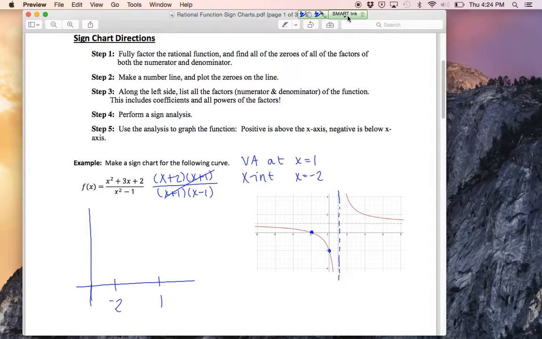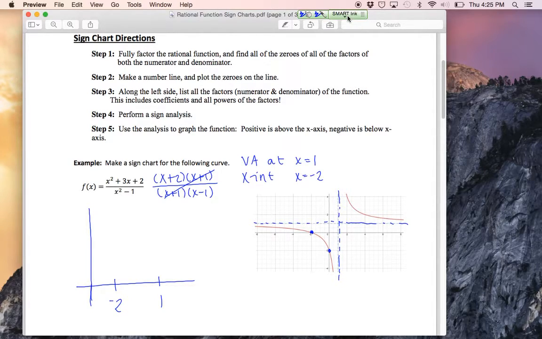And your horizontal asymptote, if you wanted to find and plot that, that's right there, that diagonal line. So to piece this together, I need to know, is it above or is it below? So what I'm going to do is plug in -2, plot -2 and 1. Along the left side, list all of the factors, numerator and denominator, of the function.